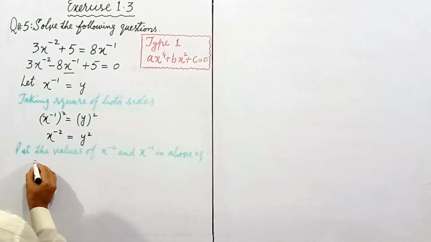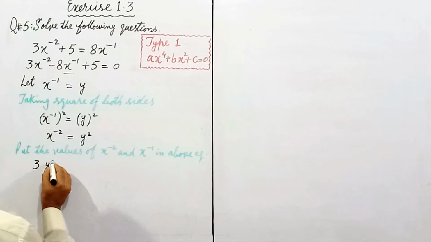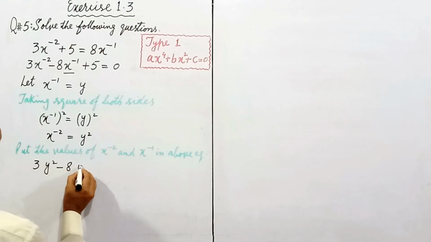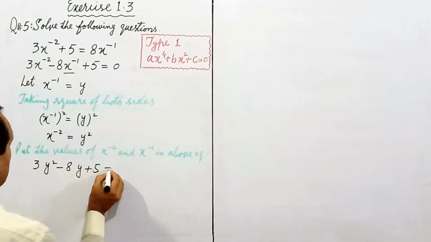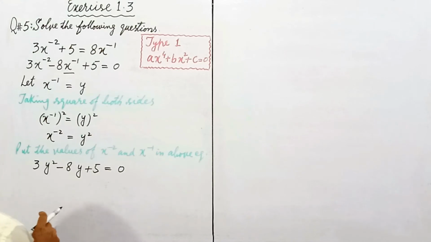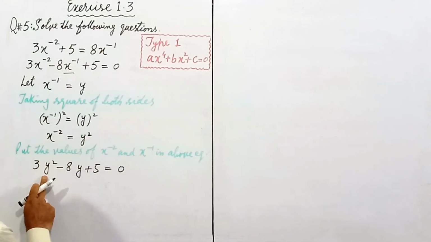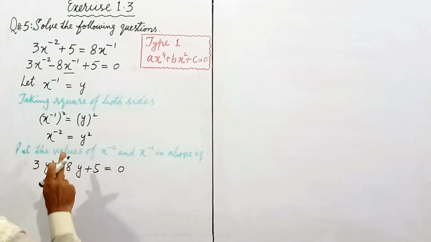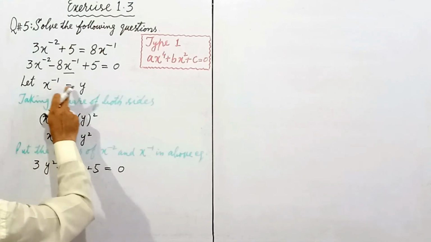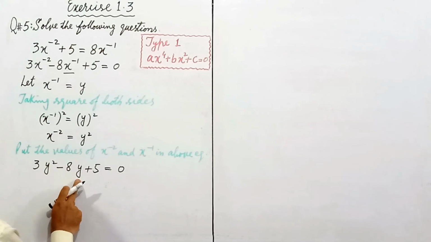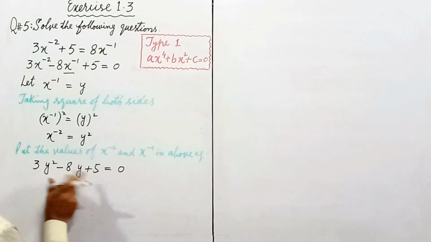We have 3y square minus 8y plus 5 is equal to 0. As the value of x raised to the power minus 2 is y square, we substitute over here, and the value of x raised to the power minus 1 is equal to y, so therefore we substitute over here with 8y, and we get the simple quadratic equation.